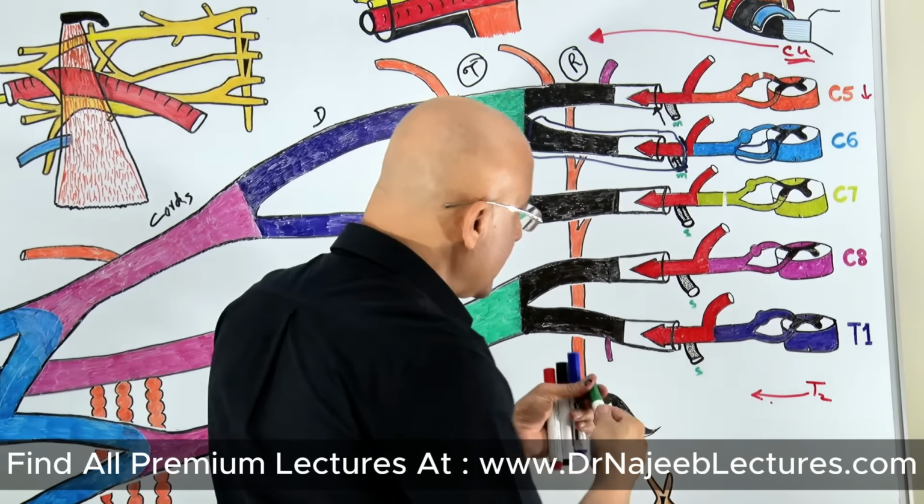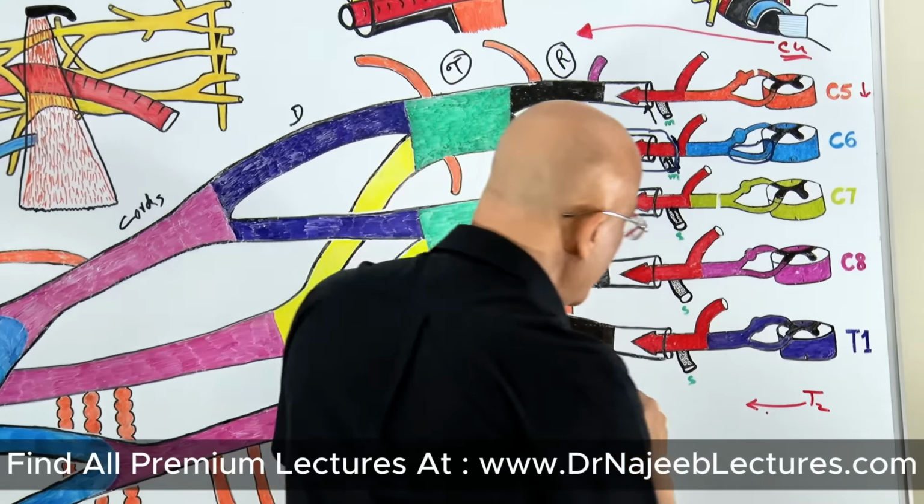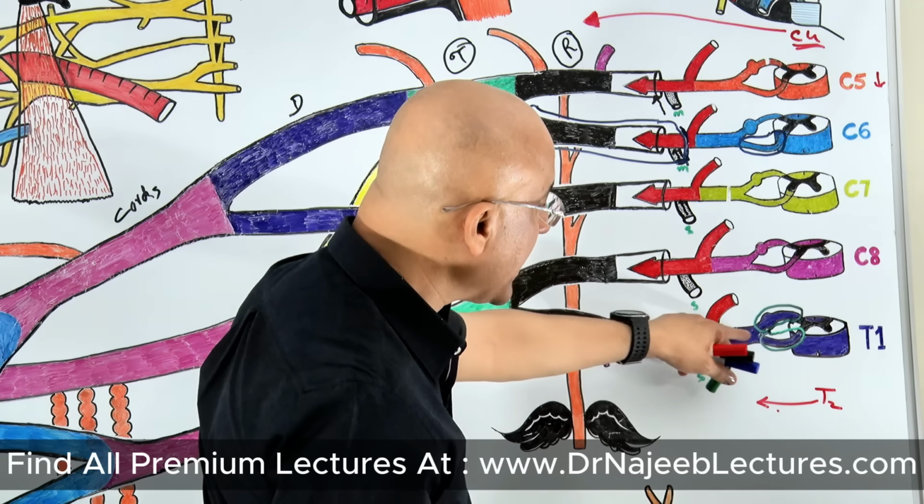If I draw this, which root is this? Spinal cord, ventral root. What is this root? Spinal cord, dorsal root. So these are roots. This is purely motor, that is purely sensory. Then the roots go into what?